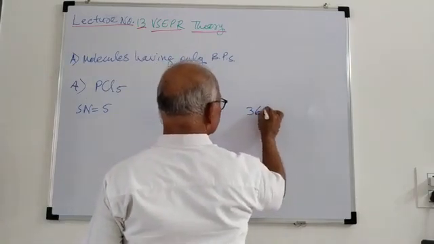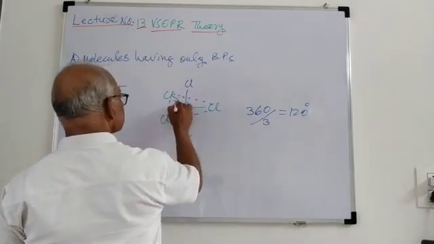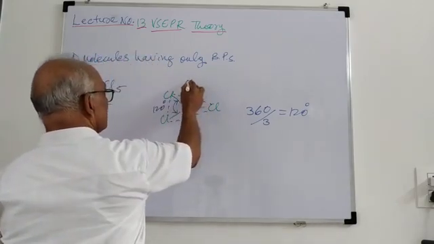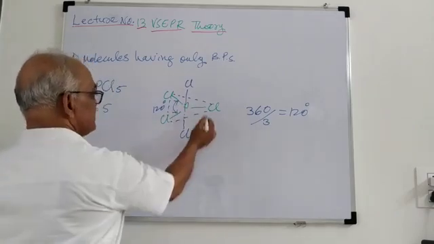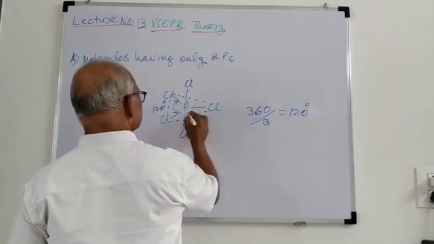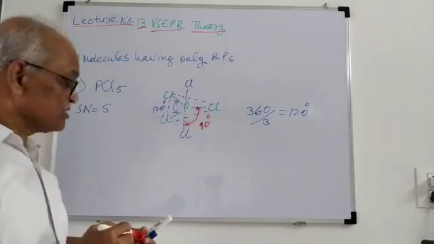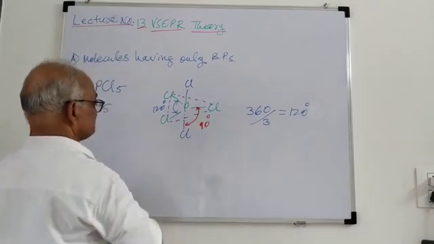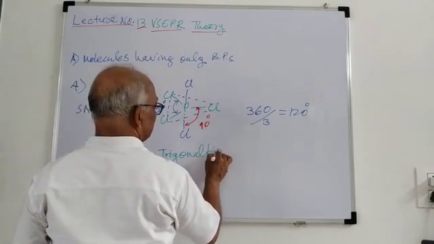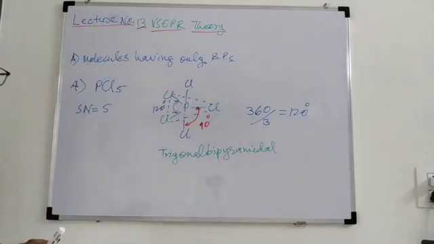So 360 upon 3 is equal to 120. So this bond angle is 120 degrees, and for these chlorines in the direction of the z axis and perpendicular to this plane, the bond angle is 90 degrees. So the shape of the molecule is trigonal bipyramidal.